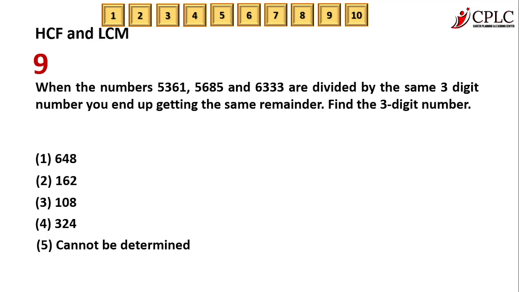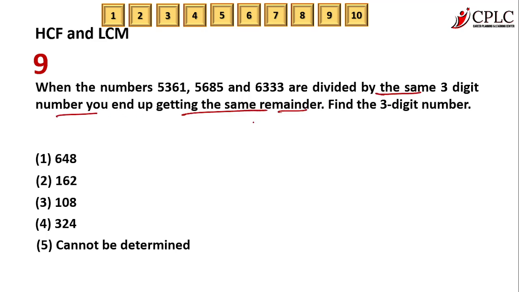It says when the numbers 5361, 5685, and 6333 are divided by the same three-digit number, you end up getting the same remainder. Find out that three-digit number is what we are supposed to do. So again, the language will remain something similar. There will be four, five numbers, three, four numbers, whatever. They are divided by the same number. Every time you get the same remainder. This is the key part, basically.